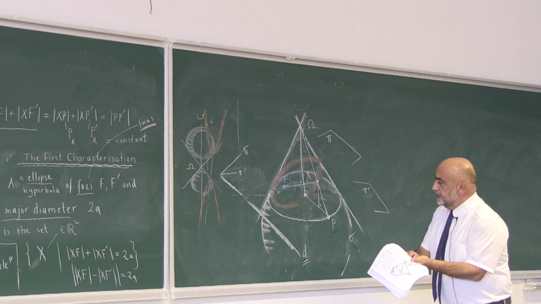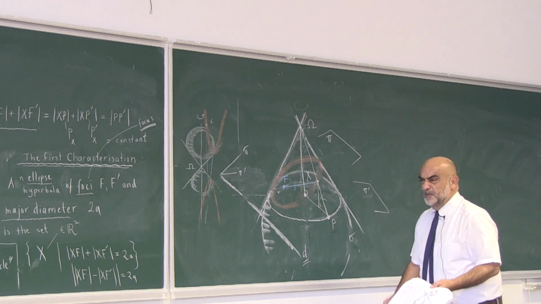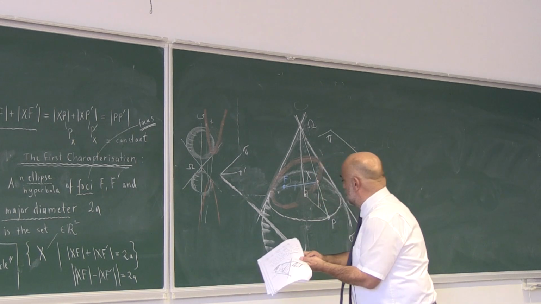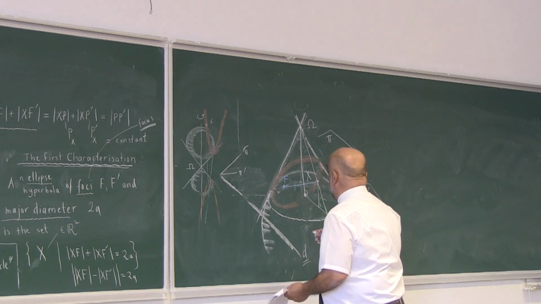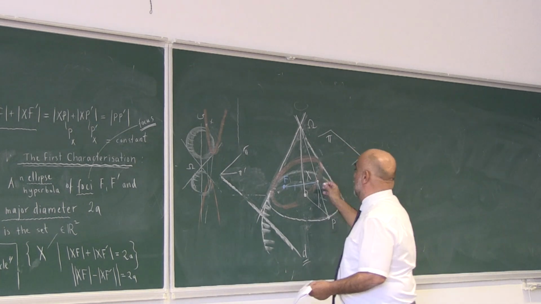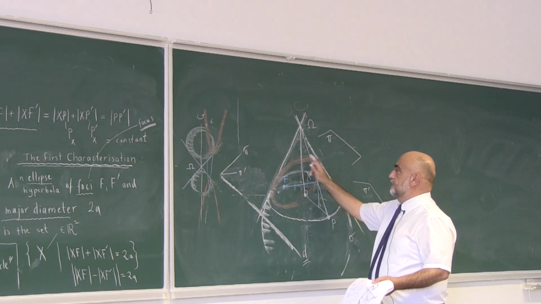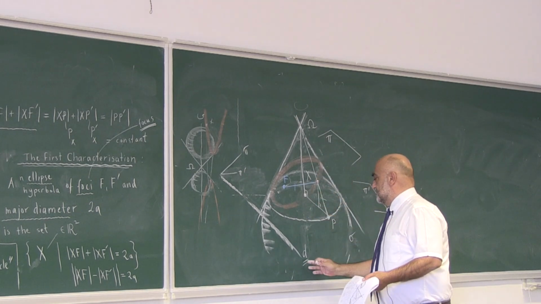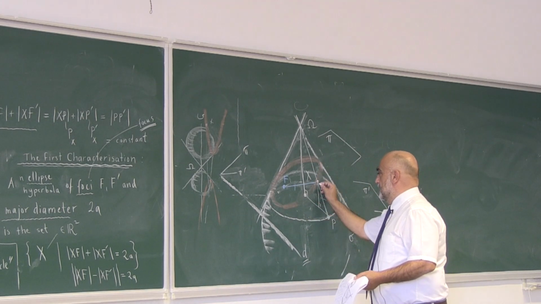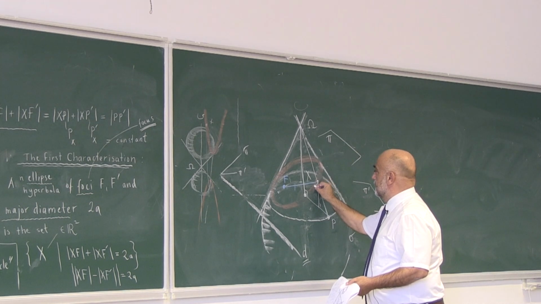Now I need a third color. I don't have an extra chalk, so I'm sorry. Let me use white. I would like to look at this point X, which is on the red curve, and the red curve is in the plane pi, and this straight line D is in the plane pi. So I drop a perpendicular.